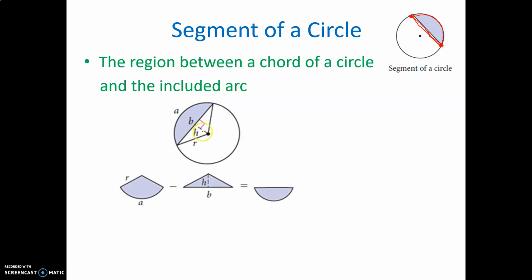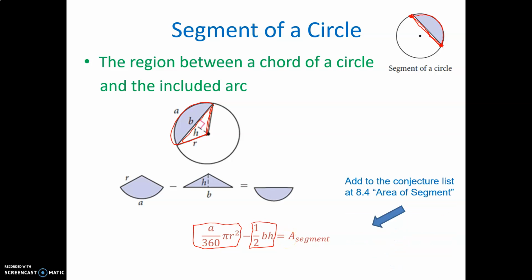Okay, if I look at that, I can take the whole pizza slice, which is the sector, and subtract this triangle, and I'll be left with the segment of a circle. So now this is the area of a sector, the number of degrees over 360 times pi r squared, minus the area of a triangle, and so therefore that becomes my conjecture. So add this also to section 8.4 where it says area of a segment.